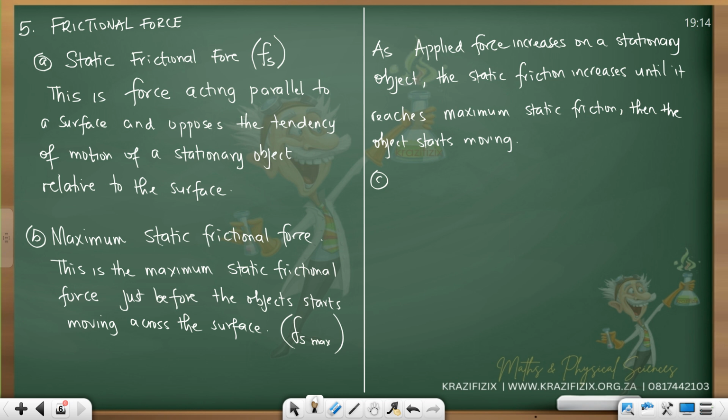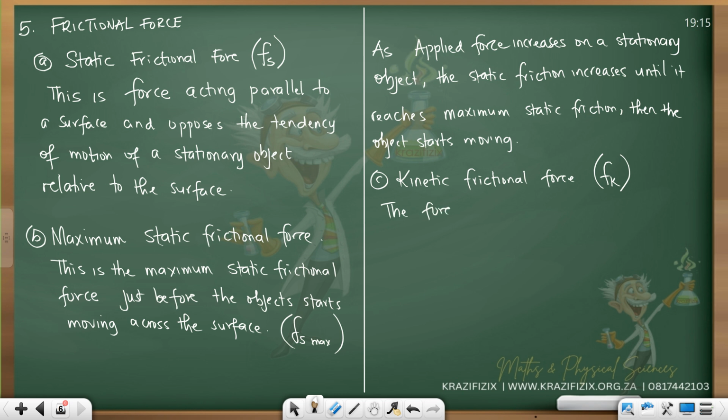Then we look at the third one. Kinetic frictional force. We're going to write it as Fk. The K stands for kinetic. The S stands for static. Makes sense, right? Yes, sir. All right. So what is my kinetic frictional force?